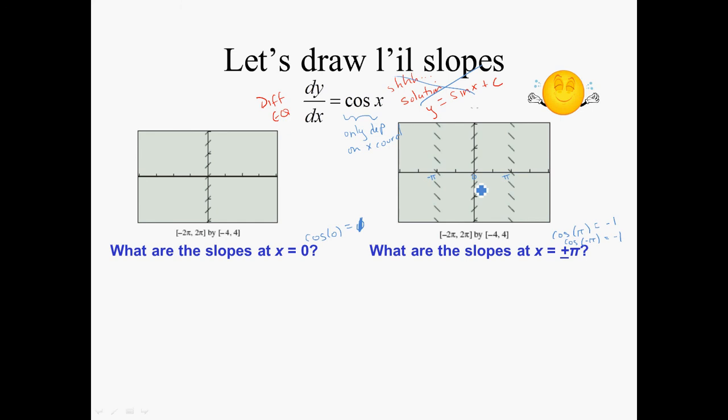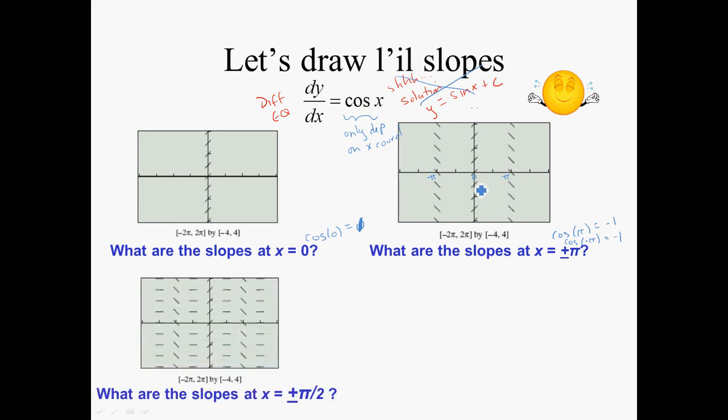Gee, what other number do you think I'm going to pick? At all the pi over 2's, the slope is 0, no matter where. At pi over 2, negative pi over 2, 3 pi over 2, 5 pi over 2. So now I have 0, pi over 2, pi, 3 pi over 2.